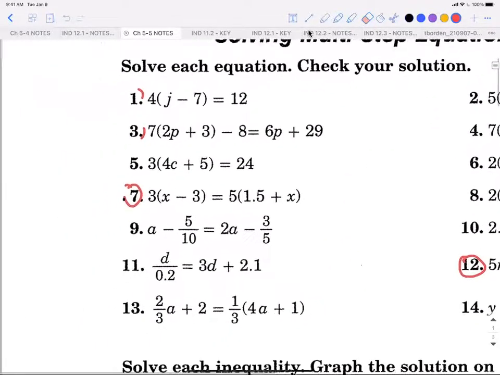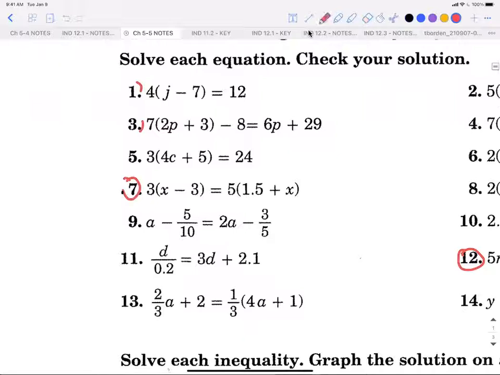Now when you do your homework, you're going to have to do it on a separate sheet of paper. There's just too much work to fit on this little bitty space that they give you. So I've got some extra paper added to the bottom of this. You guys have the back of your notes, and for your homework, just add a sheet of lined paper.